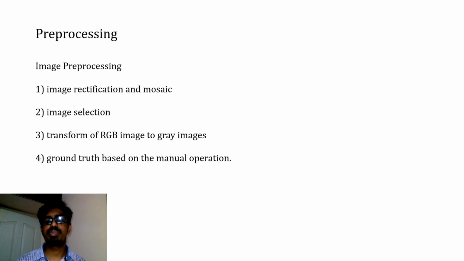Image selection. In this process, some images that are suitable are selected from the set of MGV and UAV images. Transform of RGB images to gray images. All the threshold segmentation is based on the gray histogram, so the RGB images are transformed into a grayscale image. This can be implemented using the image segmenter in MATLAB. Ground truth based on manual operation. This step will be optional since it is a comparison between manual operation and using image processing.